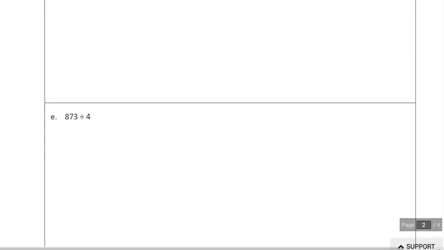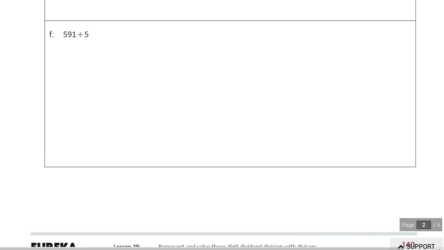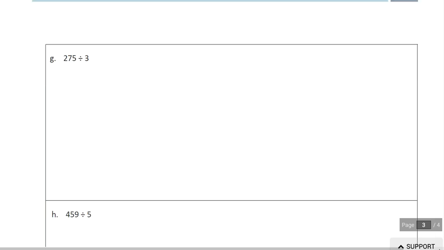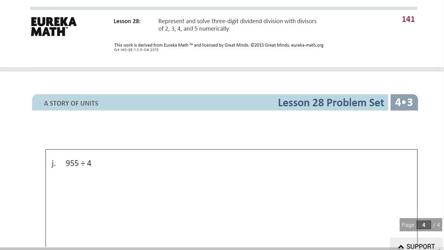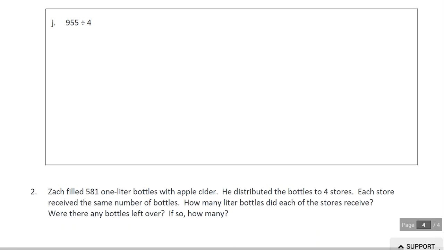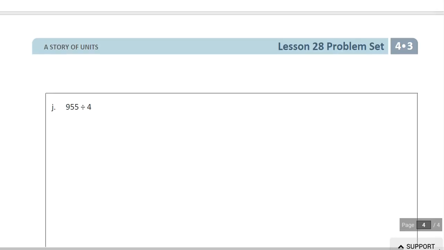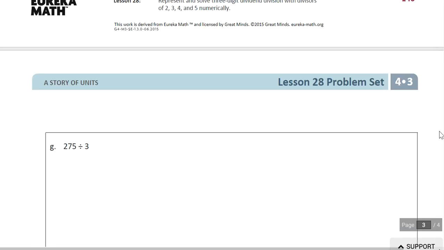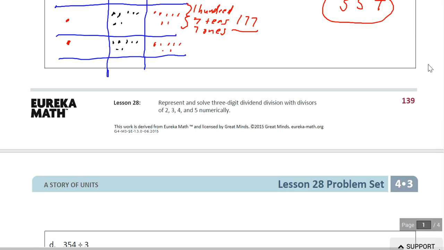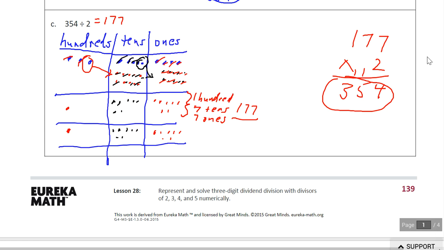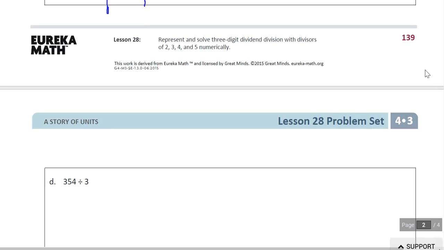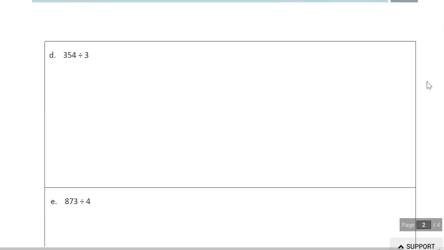Go ahead and do D, E, F by yourself, and G by yourself, and H by yourself, and I by yourself, and J by yourself. And then we will go down to number 2 after you've done all those. So go ahead and hit pause and hit play when you're ready. Now you can use discs if you want, but I'm just going to be using the standard algorithm for these. So hit pause and hit play when you're ready.